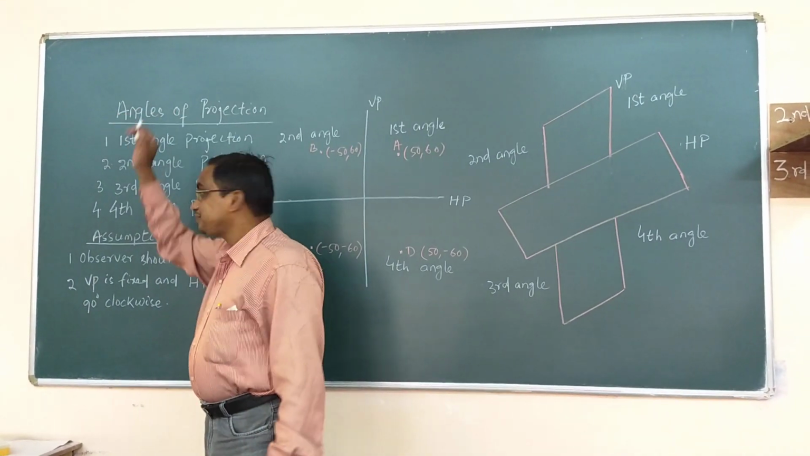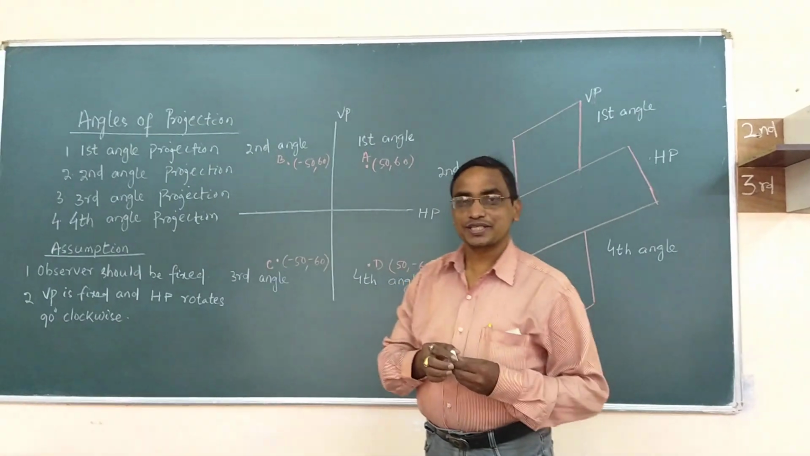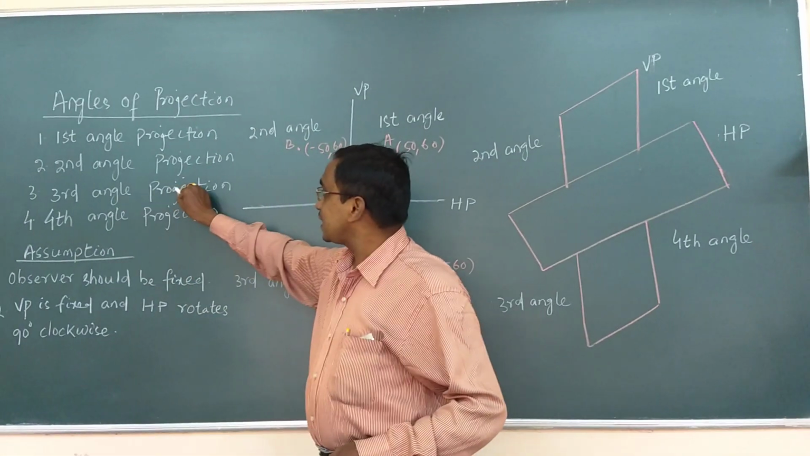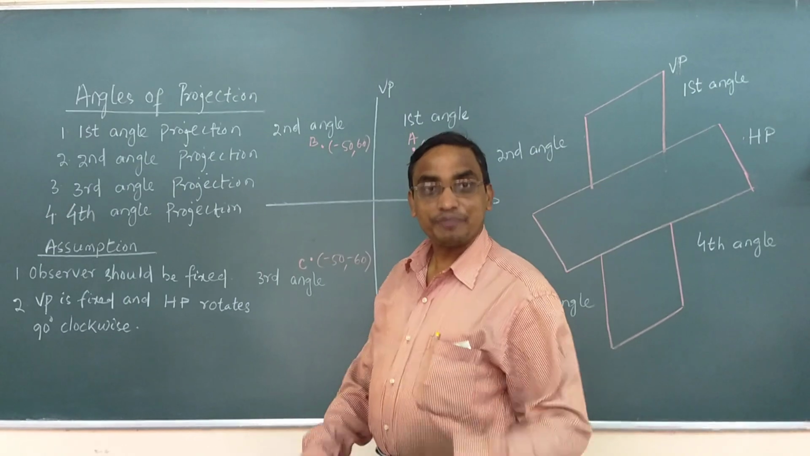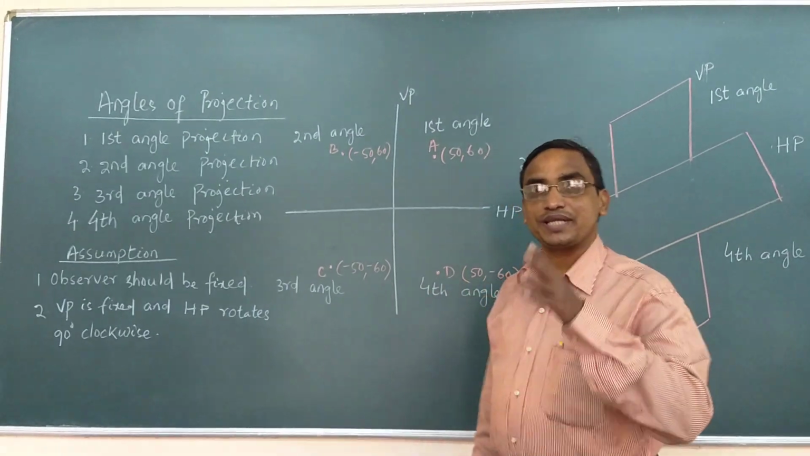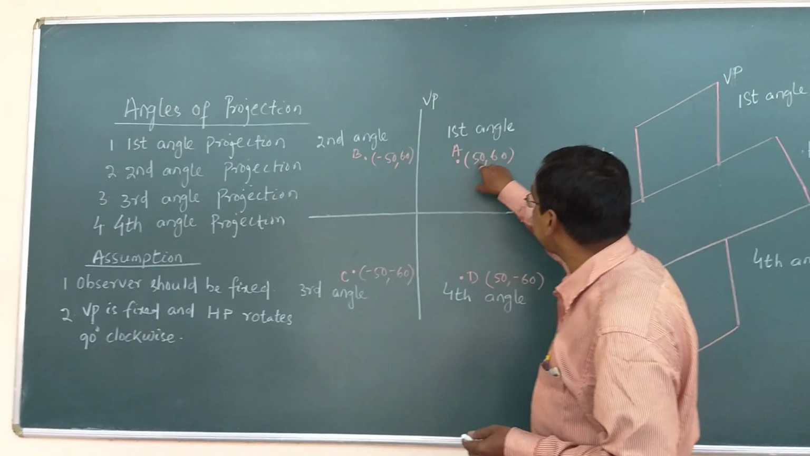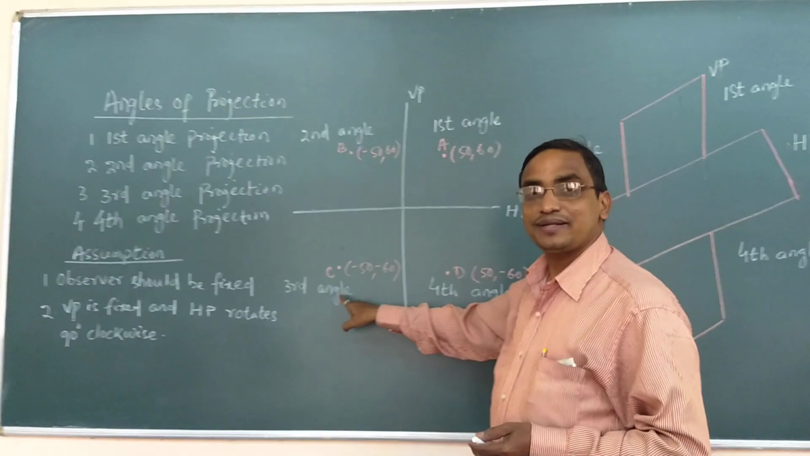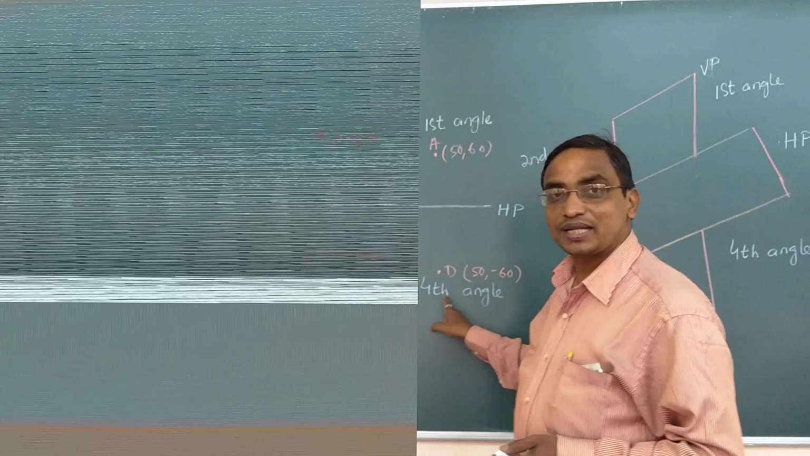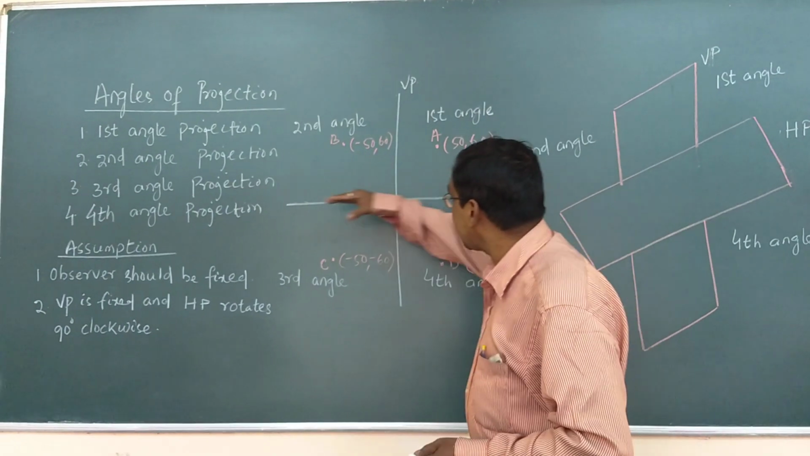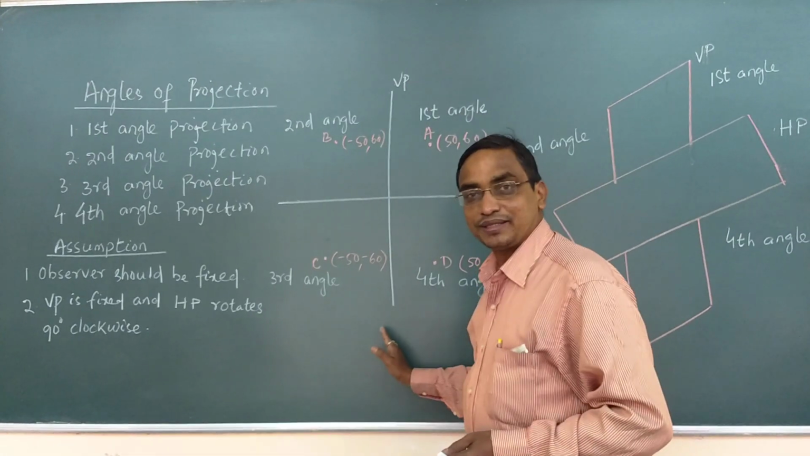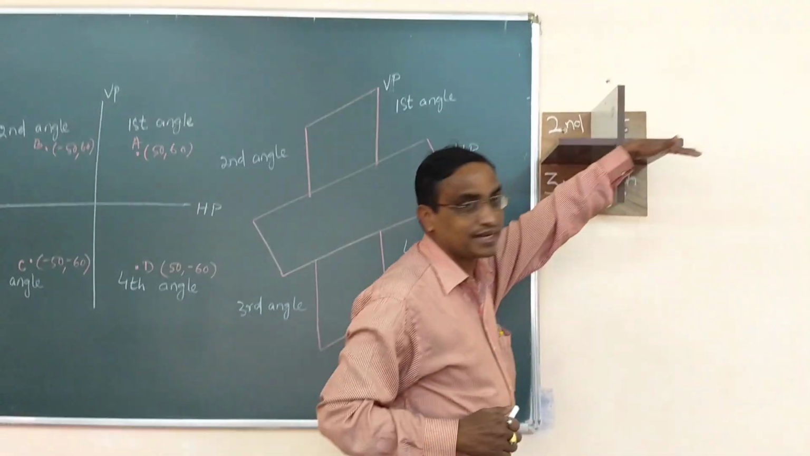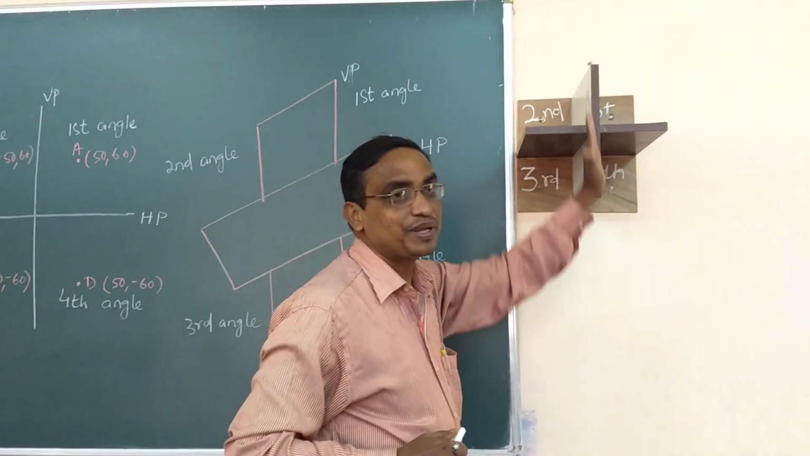Angles of projection. There are four angles of projection. One is first angle projection, second angle projection, third angle projection and fourth angle projection. It means what is the position of the object. Whether the position of the object in first quadrant means first angle projection, second quadrant, second angle projection, third quadrant, third angle projection, fourth quadrant, fourth angle projection. This is the horizontal plane HP, this is the vertical plane VP.